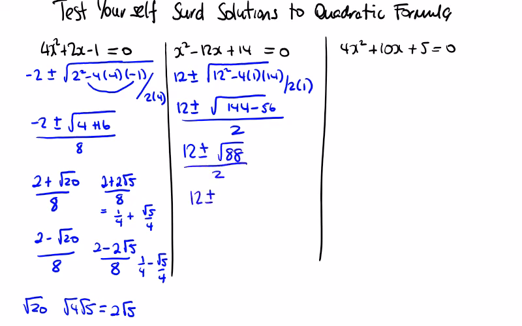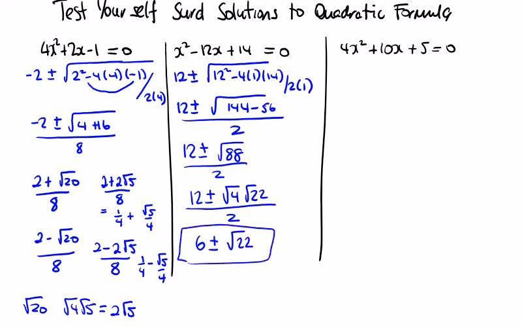12 plus or minus, the highest square number that divides into 88 is 4, so it's going to be root 4 by root 22 over 2, which is going to be 6 plus or minus, the 2 and the root 4 will cancel, 6 plus or minus root 22. So just to write it in a different format than previously.